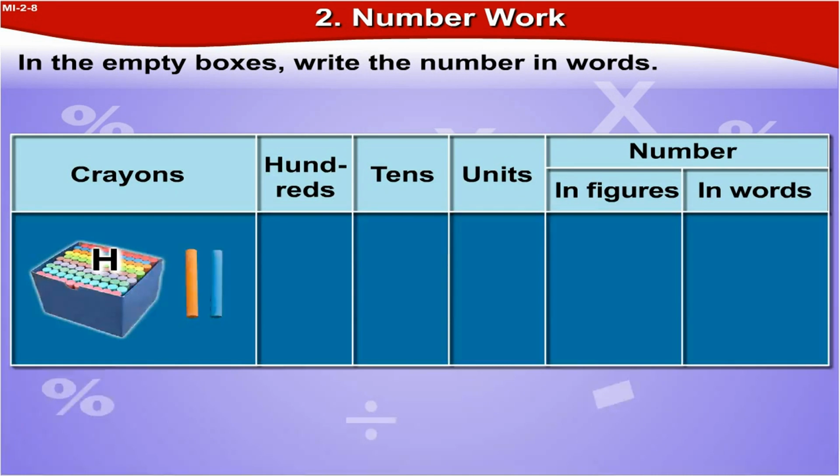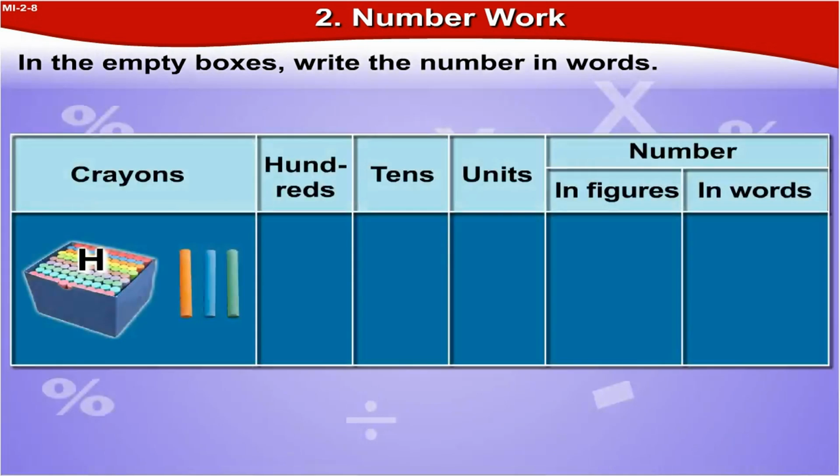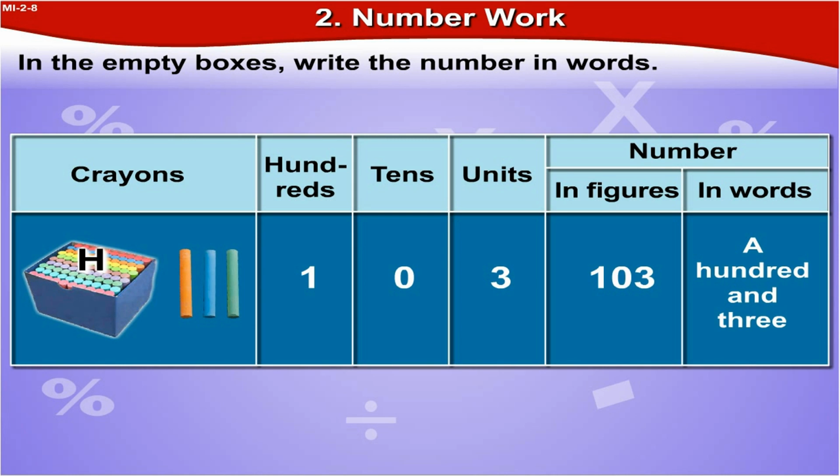The next picture has a box of 100 crayons and 2 more crayons, which means it is 1 hundred, 0 tens, 2 units. In figures it would be 102 and in words one hundred two. Now the next picture has 100 crayons and 3 more crayons, which means it is 1 hundred, 0 tens, 3 units. In figures it is 103, in words it is one hundred three.